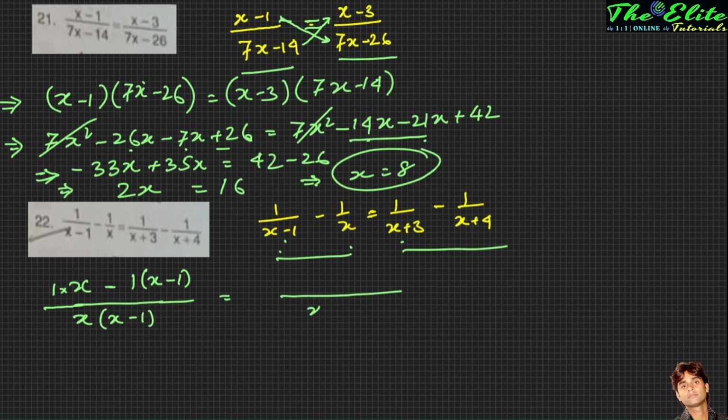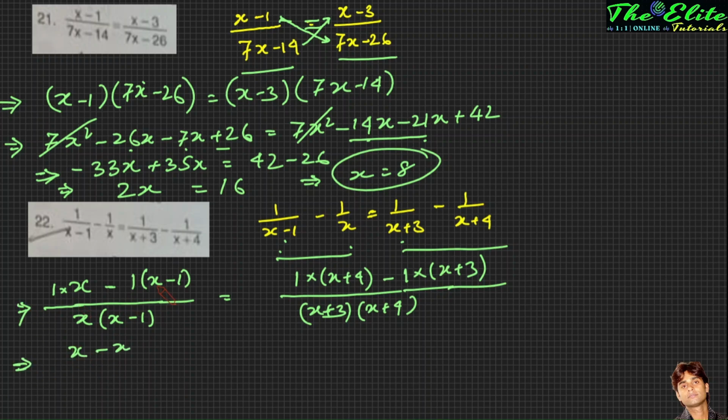So on the left hand side it is done. On the right hand side it will be x plus 3 into x plus 4 inside the brackets. If you divide this, you get 1 multiplied by x plus 4 minus 1 multiplied by x plus 3. Any problem? I don't think so. Okay, now it's up to you how you solve it quickly. So it is going to be x minus of x, and then minus 1 makes it plus. Clear?